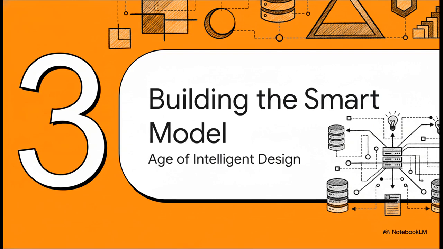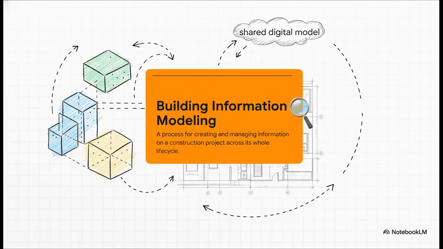The next big step was to make the model itself intelligent, to turn it from just a drawing of shapes into a rich, living database of information. And that brings us to something called BIM, or Building Information Modeling. Now, BIM isn't just a piece of software. It's a completely new way of working.